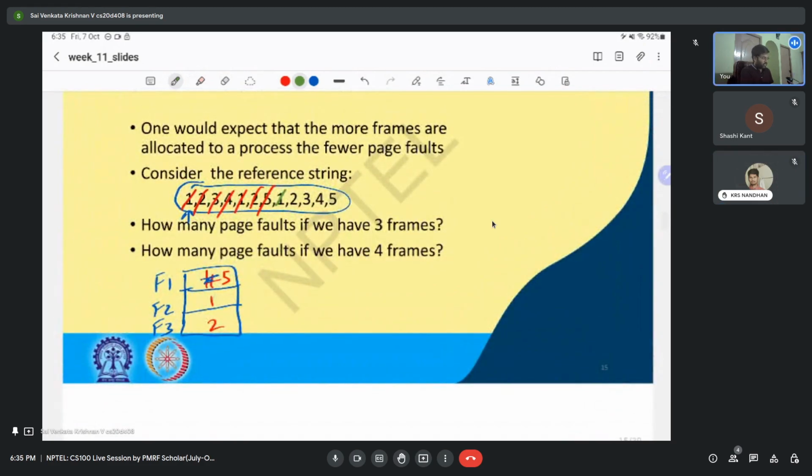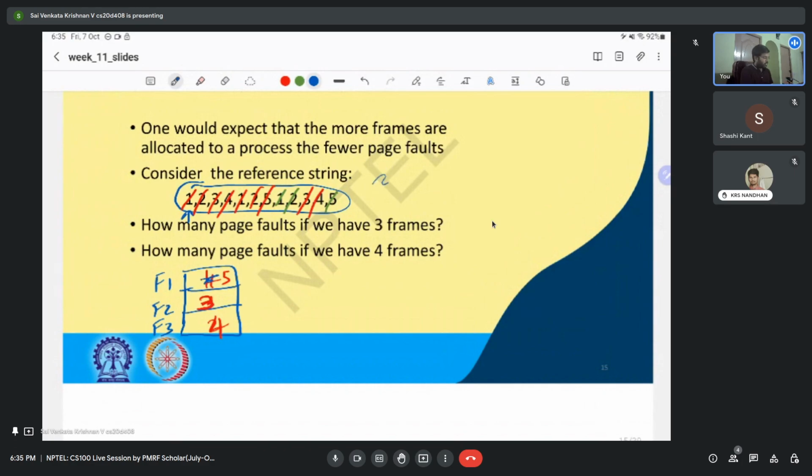Yeah. Okay, so this one will be a hit, and now again 2, this will be a hit. Now 3, which one came first? 1 came first, right? The last one we kept in was 5. Out of these 3 frames, the first one is 1, like 1 2 5. So this one will be swapped out and it will be 3. Now 4 and now 5, so 5 will be a hit. So in total we have just 3 hits and the remaining are all page faults.